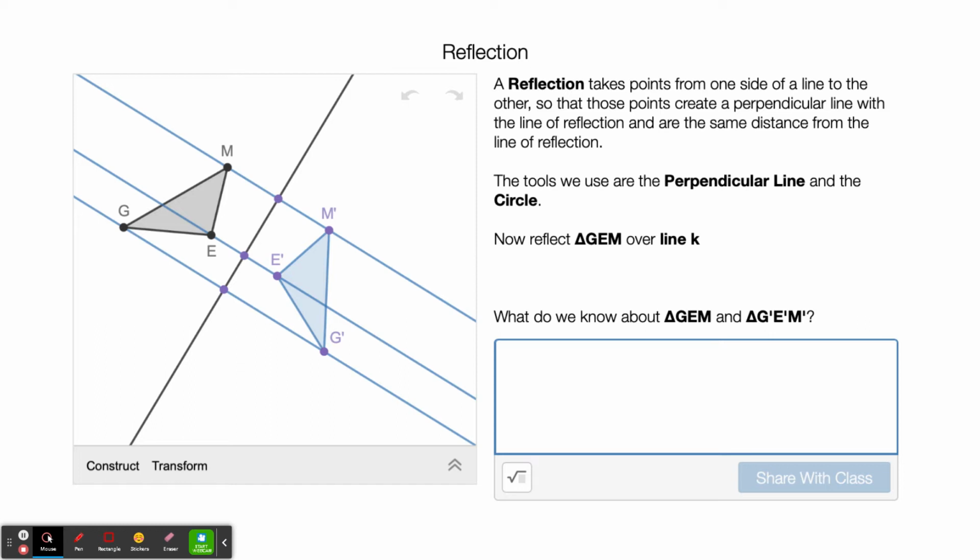So in order to do that, we start first of all by making those perpendiculars and then using the circle tool, and you can connect your circle to one point because every point on that perpendicular bisector is going to be equidistant to both the original points G, E, or M, and the image points G prime, E prime, M prime, and then reflect that over the line.